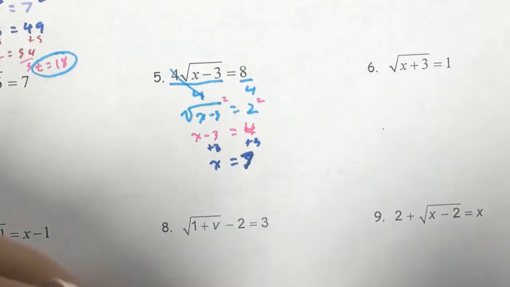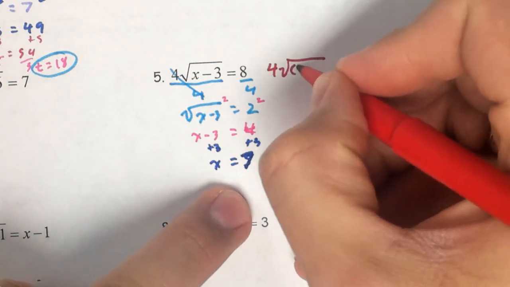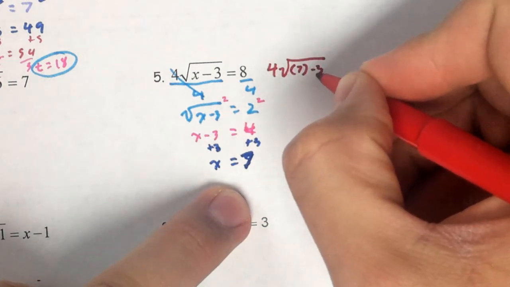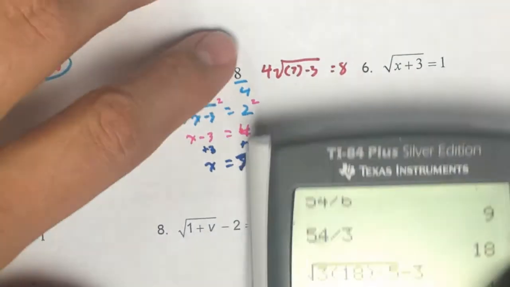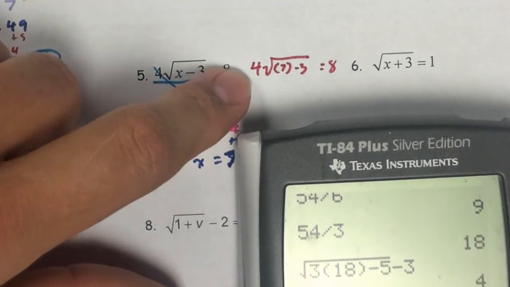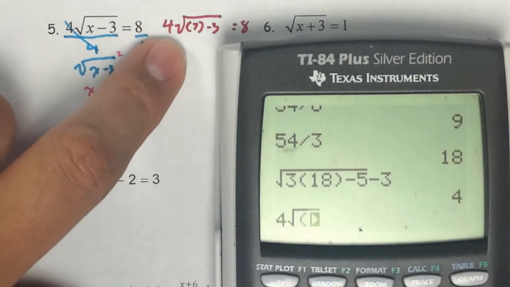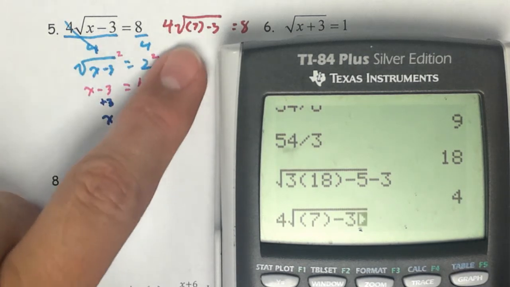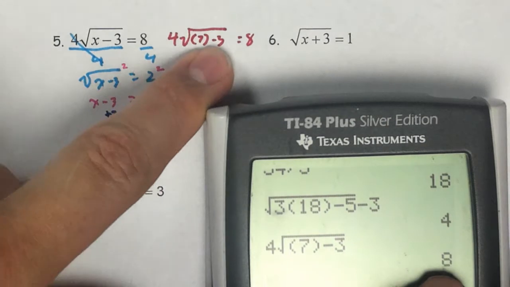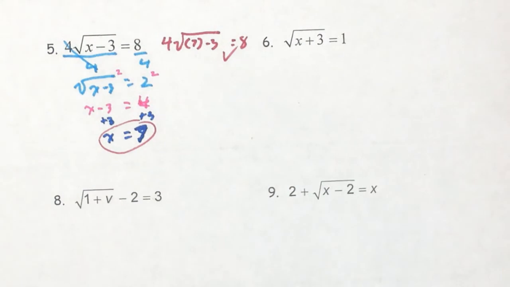Let's test it. To test this by hand, you need to go for the square root of x, but instead of x we put 7 minus 3, and that should equal 8. I am not going to do that by hand. I'm going to test that in a calculator to make sure that works. So I have 4 times the square root of 7 minus 3. 8. 8 equals 8. We're good. This is a solution.